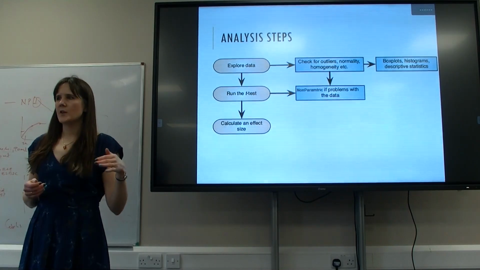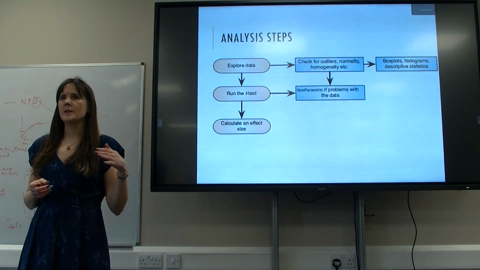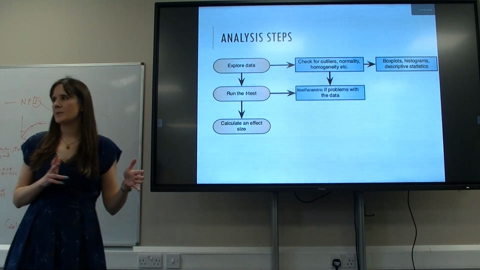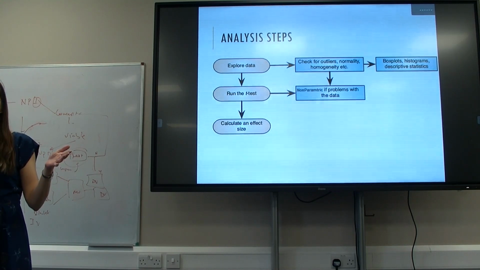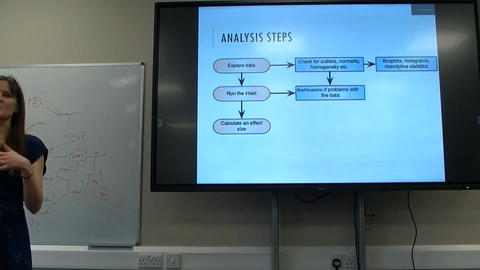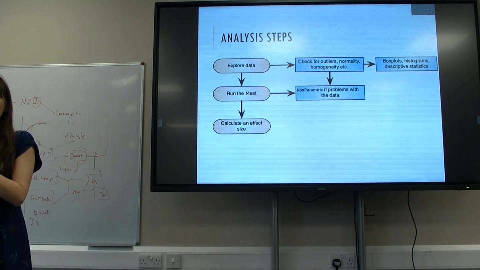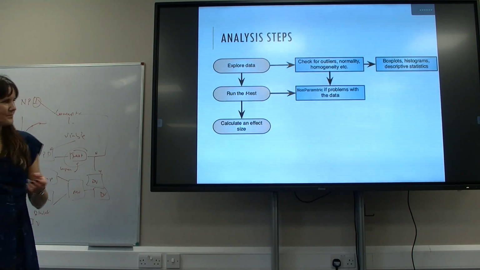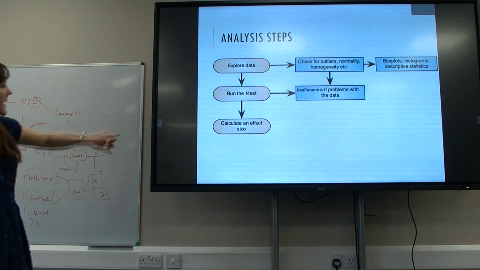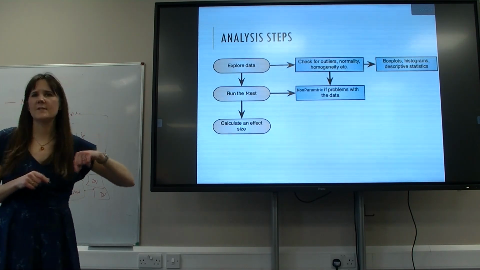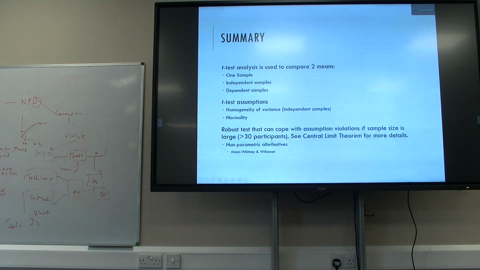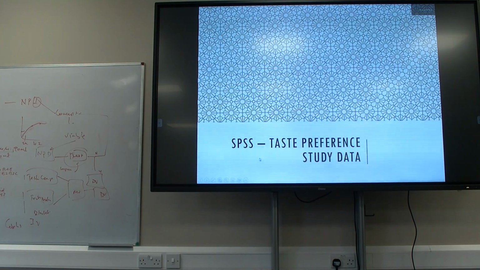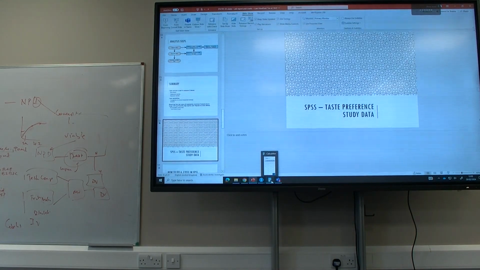There is a non-parametric equivalent called the Mann-Whitney U-test, but we're not going to cover that in this module. So you don't need it for your lab report, and you won't need it for your exam. But it's just good to know that for every parametric test, there is a non-parametric equivalent. And then lastly, once we've done our t-test, if it's significant, we'll need to calculate our effect size. The next slide is a summary slide, but we're going to jump back to SPSS now and your data set.